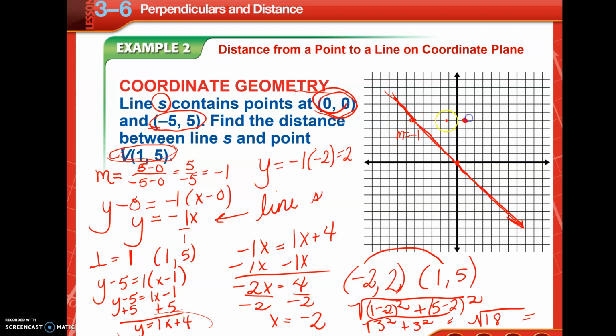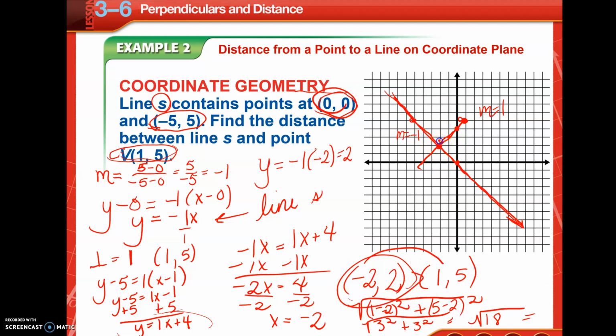So the slope of my line needs to be perpendicular, so it needs to be 1. So to get 1, I could either go up 1 over 1, or I could go down 1, left 1. And I'm going to do that until I cross this line. So this is a perpendicular line to it. And I want to know the distance from here to here. Notice that point is (-2, 2), which is what I had here.